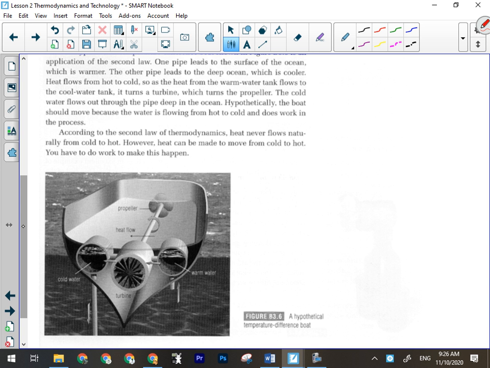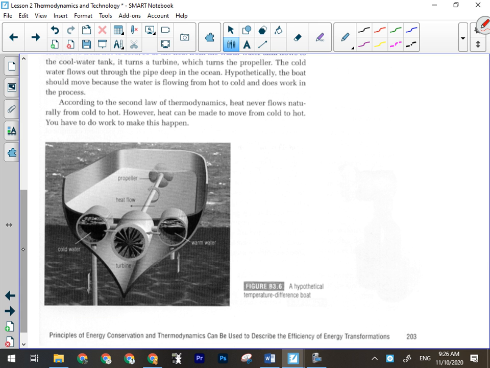So what they have is this boat that's got two chambers. One chamber has a short pipe that is in the water near the surface, so all the water that's in this chamber is warm because it's the water that's at the surface. This other chamber on the other side has this really, really long pipe that goes deep down where the water is cold. That's dumb, but it's only theoretical.